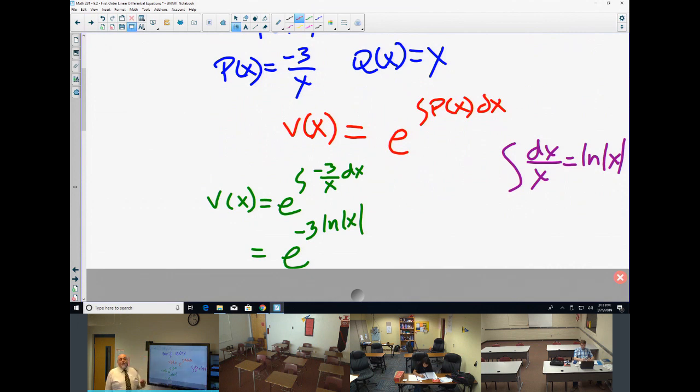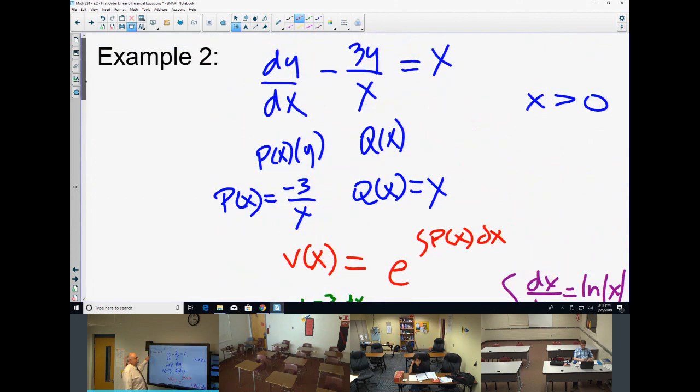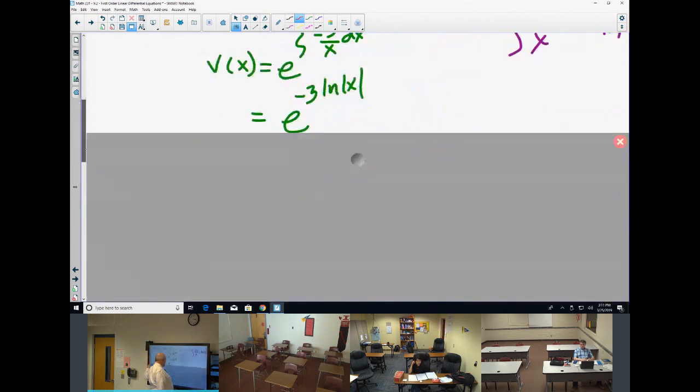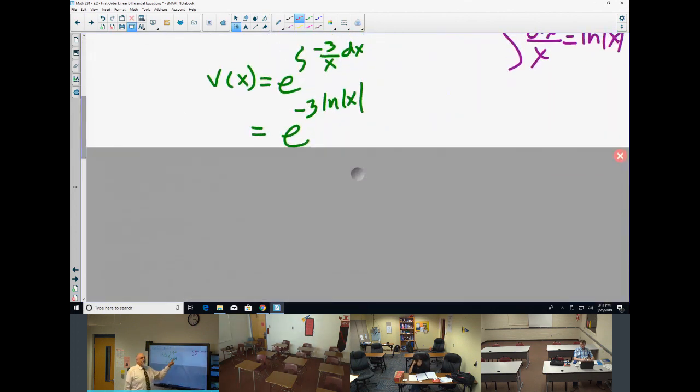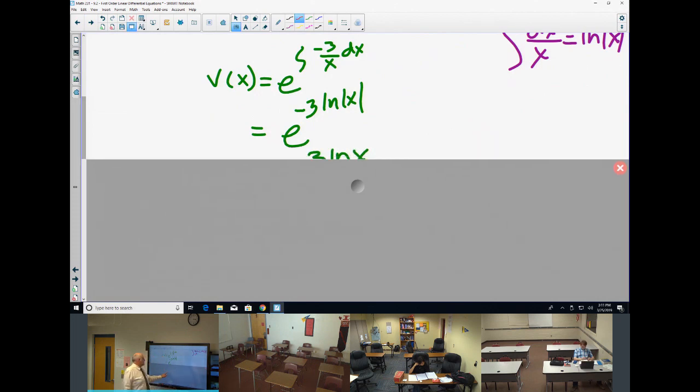Now, most of the time in these problems, the initial problem will say x is greater than 0. And the reason it says that is so that we can get rid of the absolute value. Because if x is positive, then the absolute value of x is just x. So we can get rid of it if x is positive.